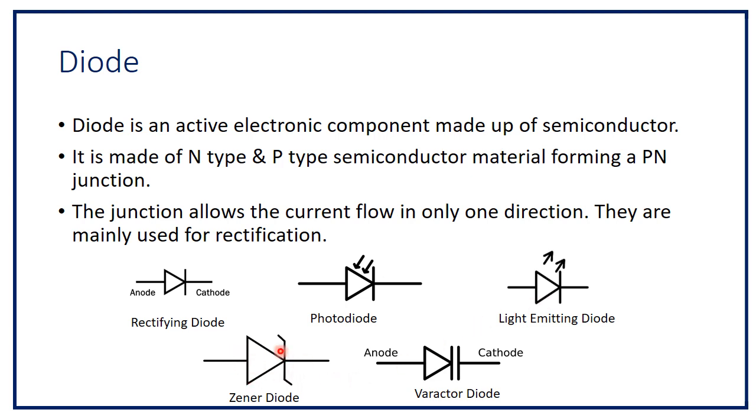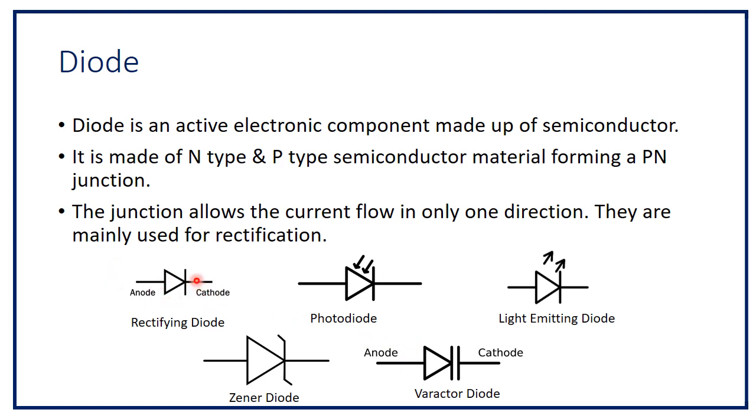This is the symbol of a Zener diode. It is used as a voltage regulator. This is the anode and this is the cathode. This is the symbol of a varactor. This is the anode and this is the cathode. The main purpose of this diode is that its capacitance changes when applied voltage changes. So we can say its capacitance varies with respect to voltage.